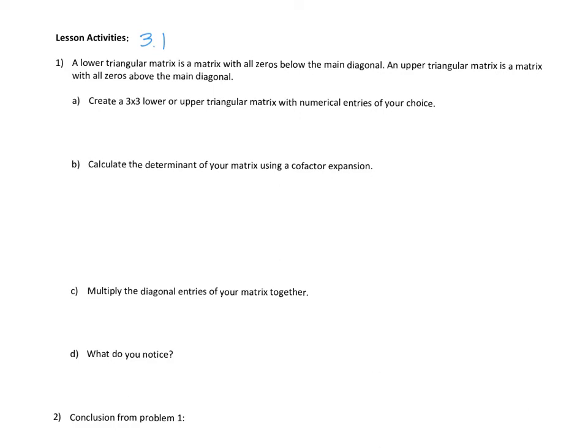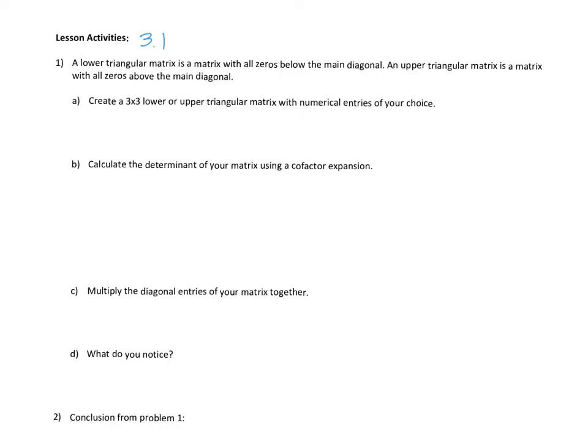These are the lesson activities for section 3.1. Okay, definition. A lower triangular matrix is a matrix with all zeros below the main diagonal, and an upper triangular matrix is a matrix with all zeros above the main diagonal.